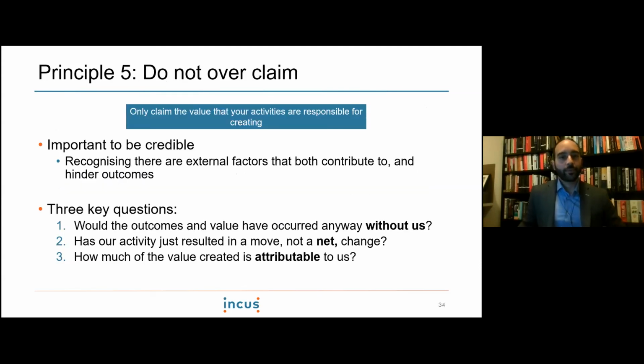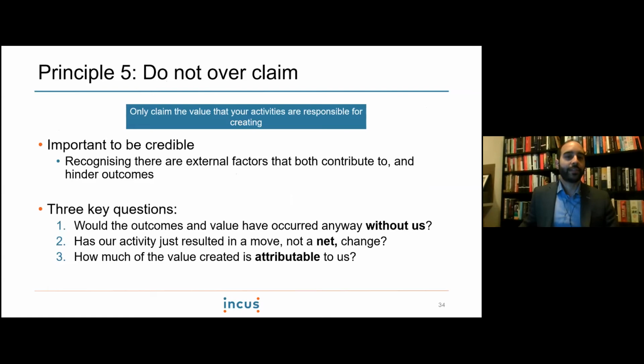The fifth principle that I wanted to talk through is don't overclaim. So this is self-explanatory, but we should only be claiming the value of the activities that we're responsible for creating, or that the program that we're evaluating is responsible for creating. And there's 3 key questions here.